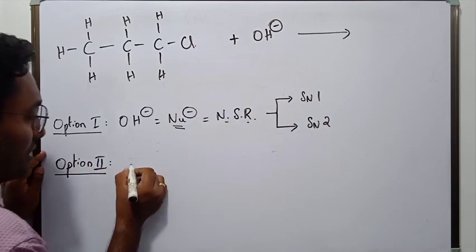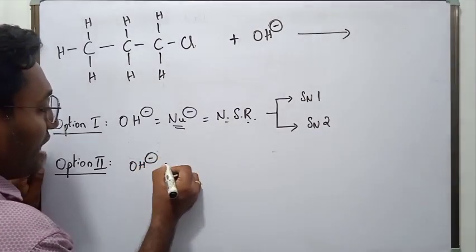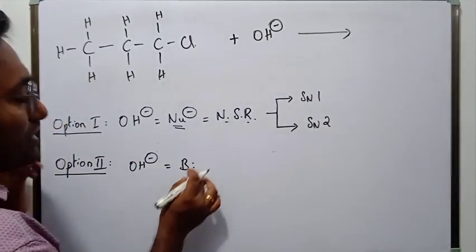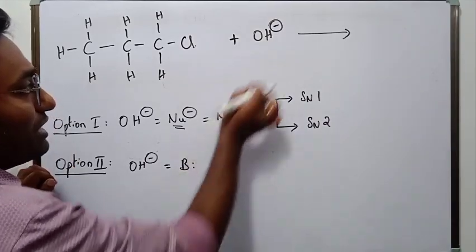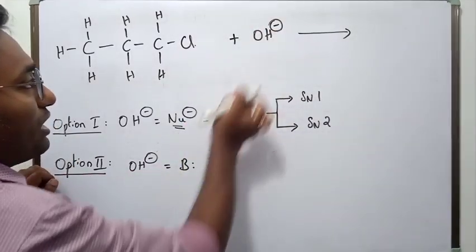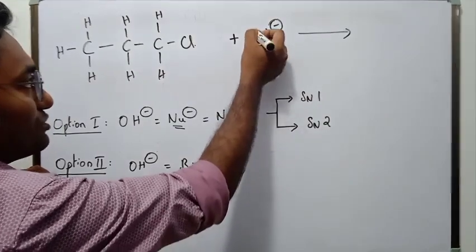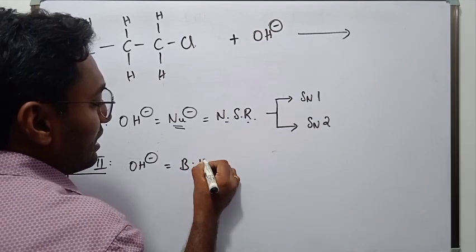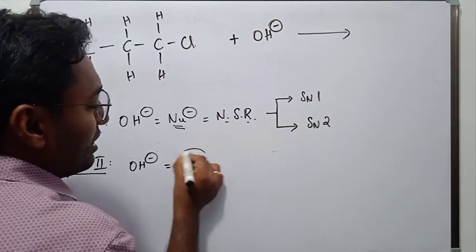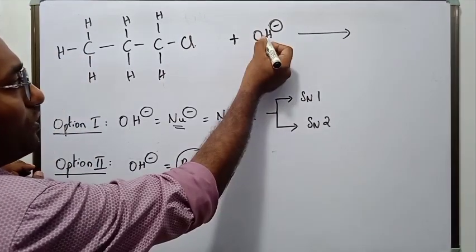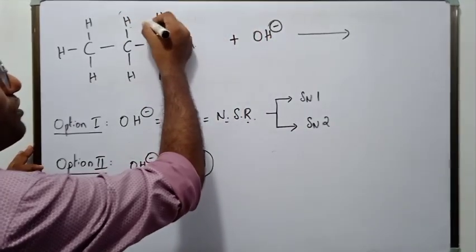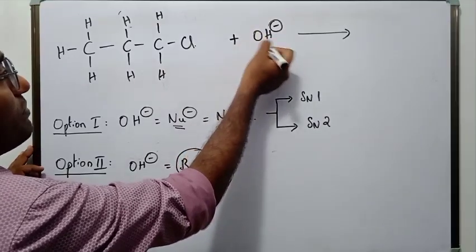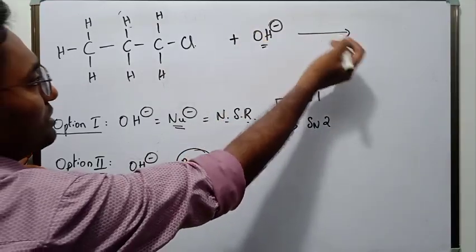In the second option, OH minus acts as a base, which has a pair of electrons. So acting as a base, what does the base do? Yes, it takes a proton and it becomes neutral. Here the OH minus may knock out a proton from any of the carbon atoms, and it may become neutral, becoming H2O.